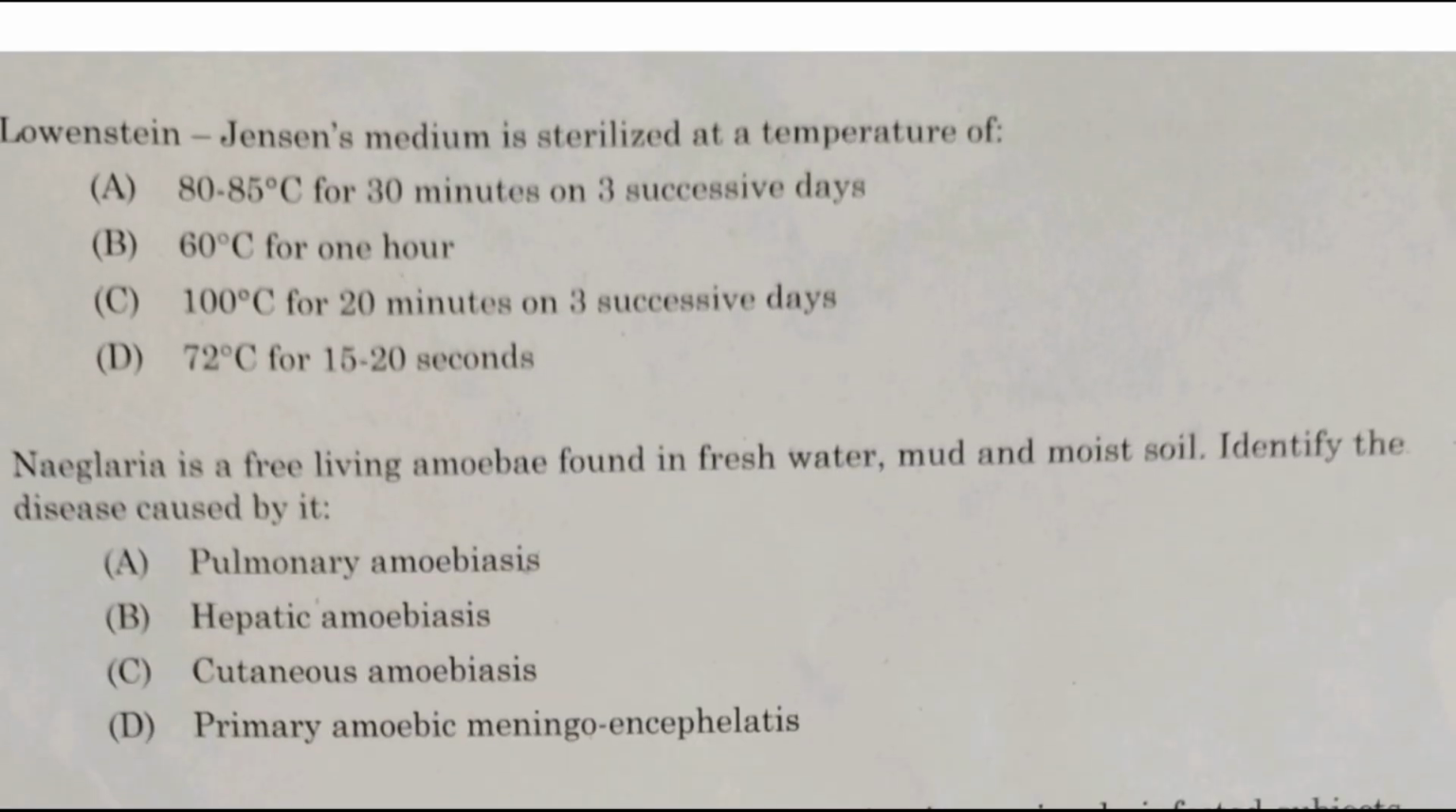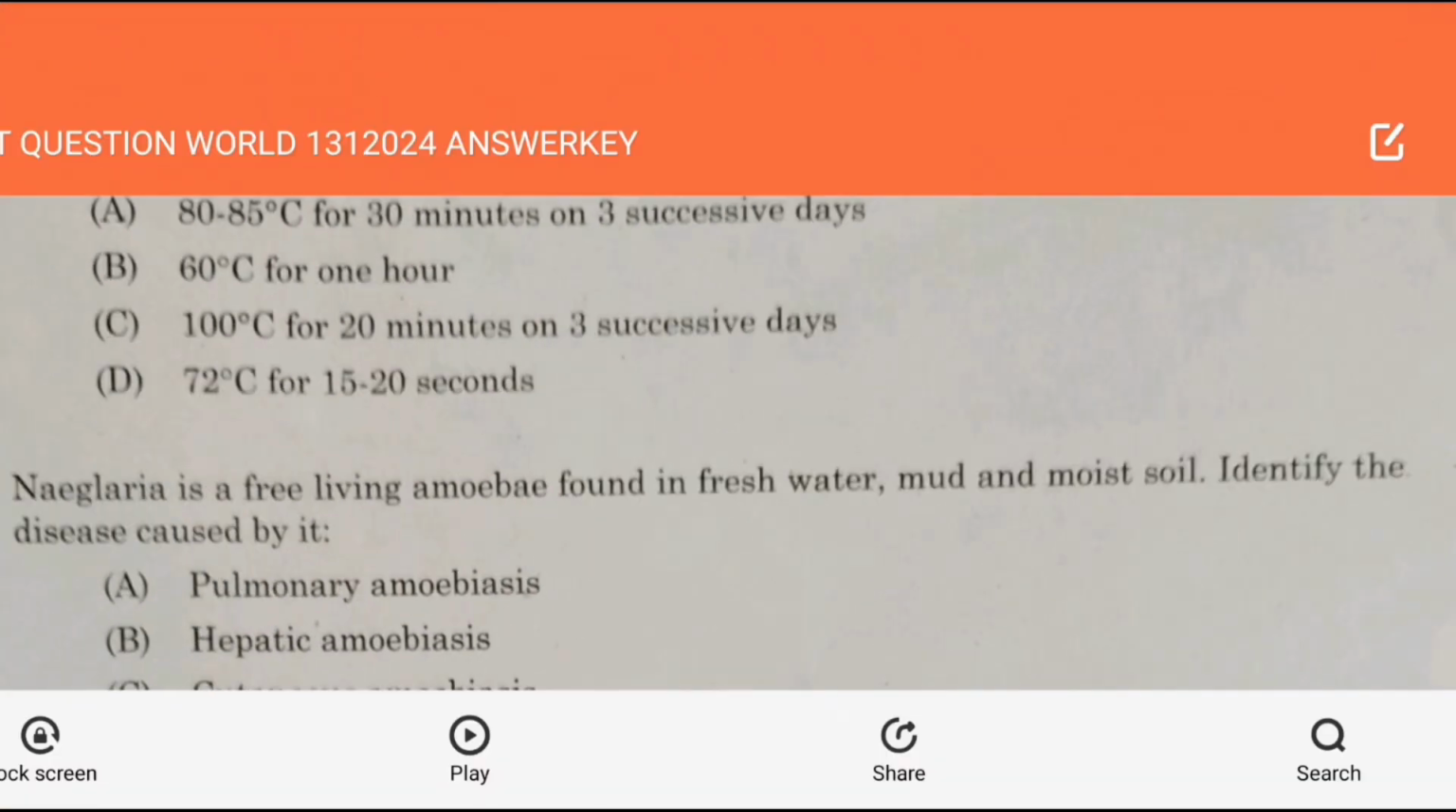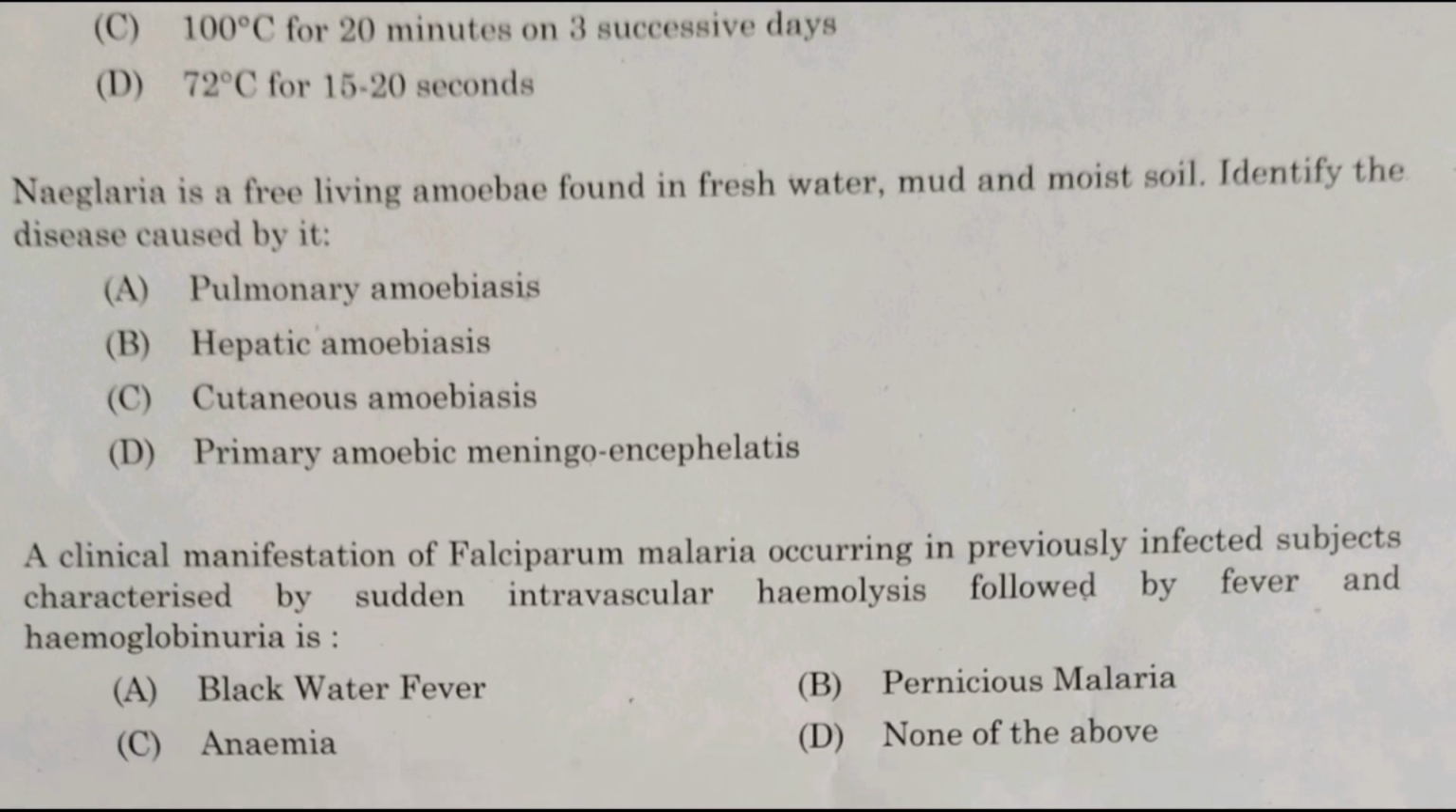Next one. LJ media is sterilized at a temperature of. The right answer option A, 80 to 85 degrees Celsius for 30 minutes on 3 successive days. Next one. Naegleria is a free-living amoeba found in fresh water, mud and moist soil. Identify the disease caused by it. The right answer is option D, primary amoebic meningoencephalitis.